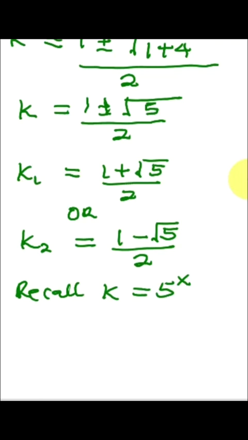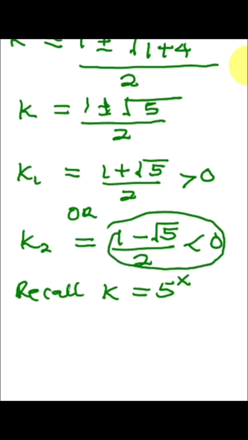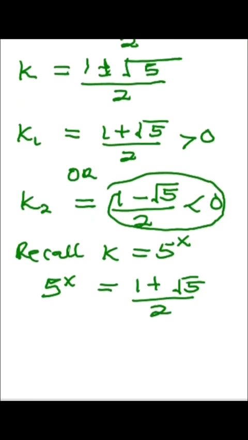Now let's observe. You can realize that the answer 1 minus root 5 divided by 2 will be less than 0, while the other answer will be greater than 0. So we are going to ignore this one, because it cannot be used. Therefore, 5 to the power x is equal to 1 plus root 5 over 2. This is the equation that we'll be solving.